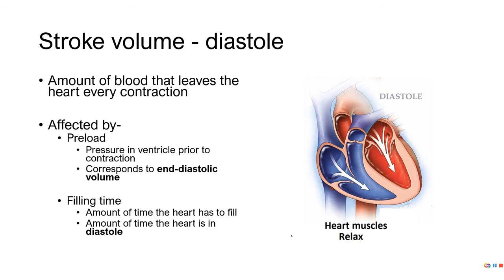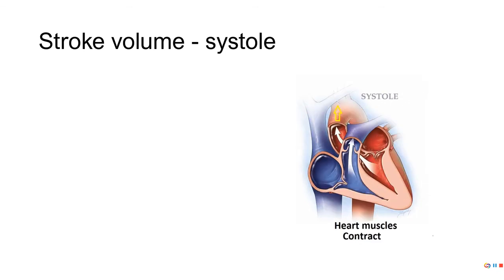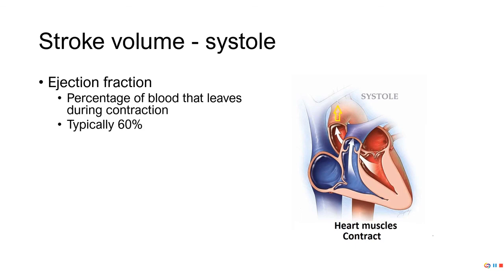Okay. So next we've got stroke volume, but this time during systole, so when the heart is contracting. So we've got ejection fraction, which is the amount of blood, or the percentage, it's not an amount, it's a percentage of blood that leaves the heart during contraction. Typically it's around 60%. It can be a little higher, it can be a little lower. But in some cases, people with heart failure or heart problems, the ejection fraction will be in the 20s, which is not great. So ejection fraction is affected by afterload.